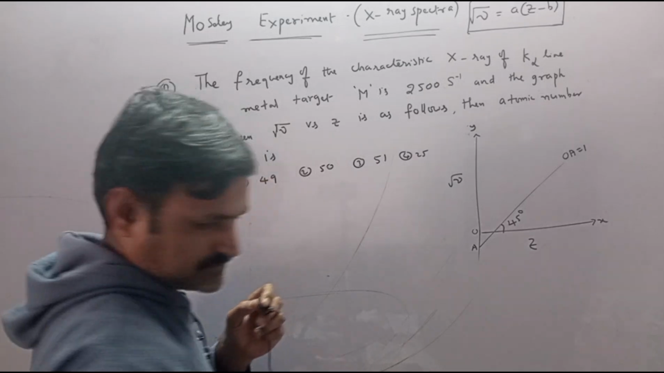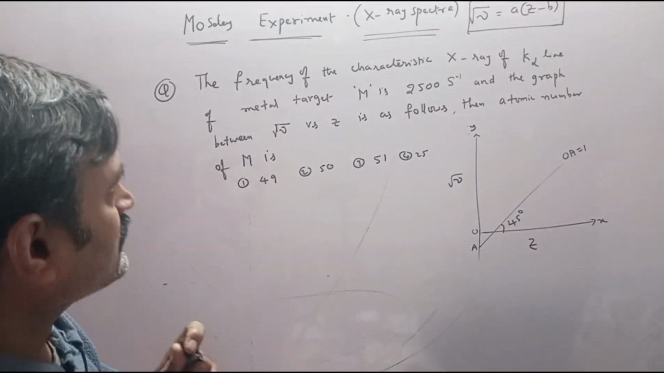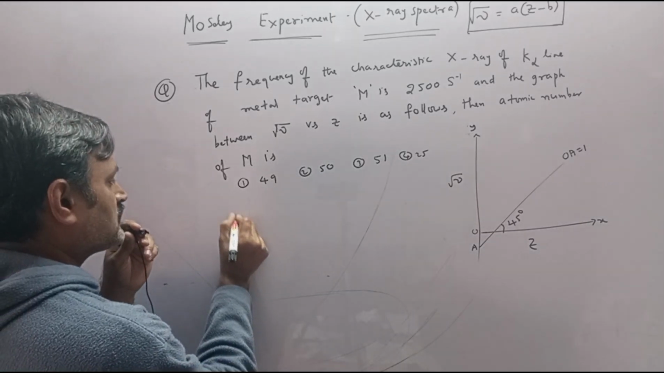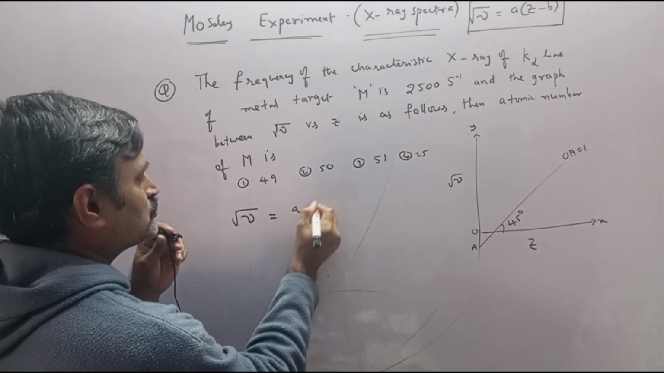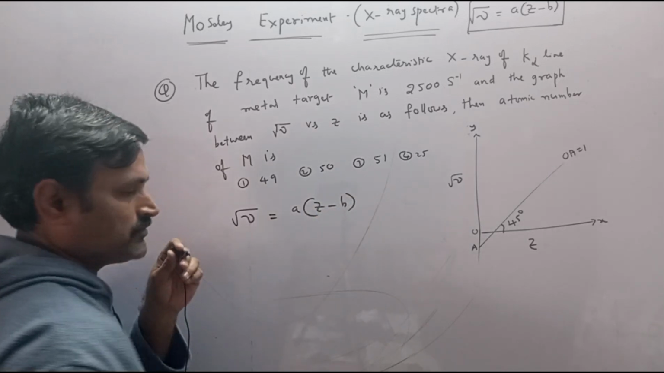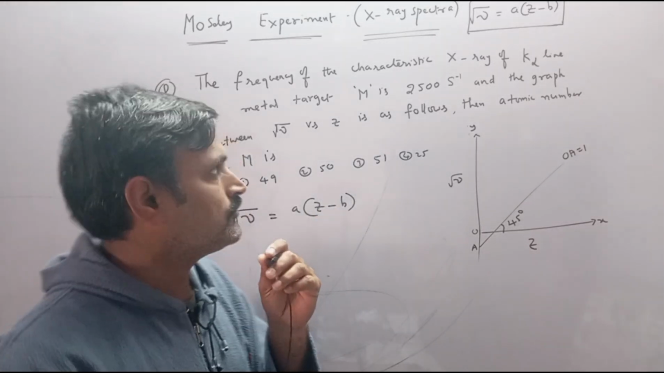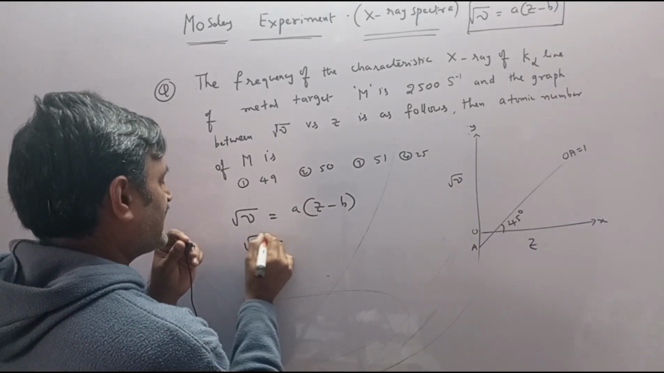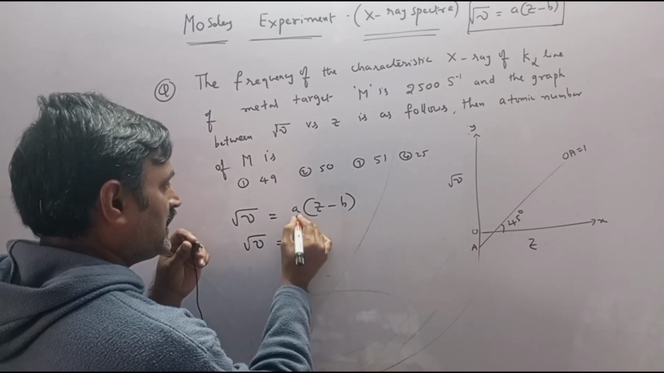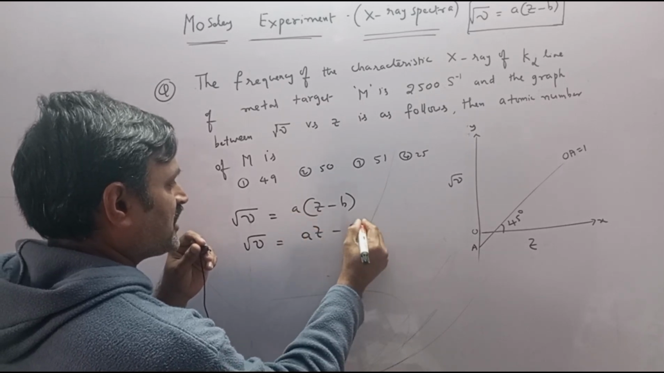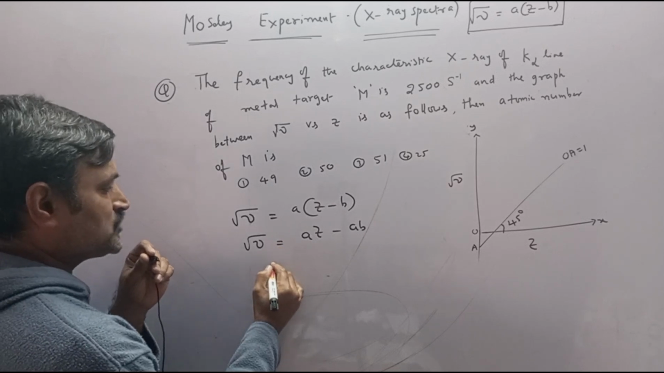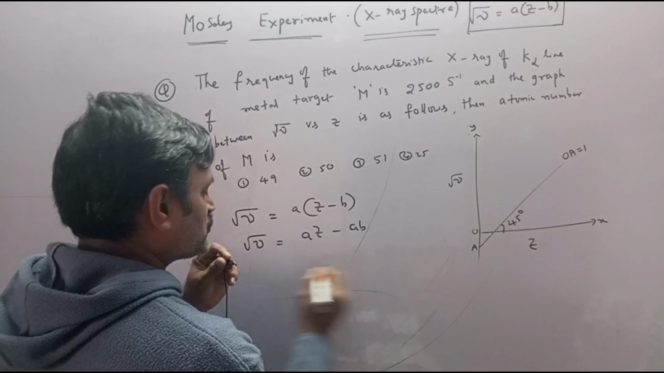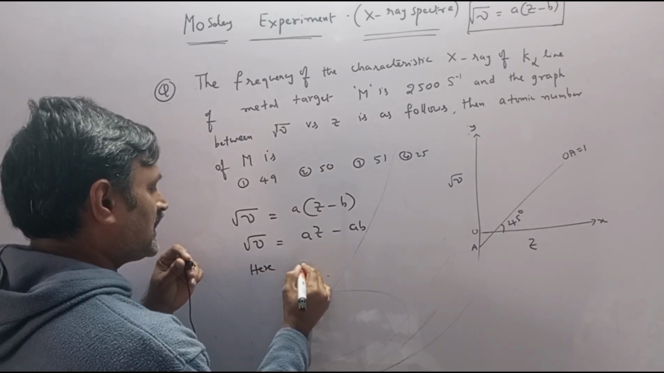So we have four options. In Moseley's law formula, square root of nu is equal to a into Z minus b. To solve this problem we have to take the help of Moseley's law formula. If we write it in a little more detail, it becomes a into Z minus a b. If we compare this with y is equal to mx plus c, the a will become the slope. Here what is a?